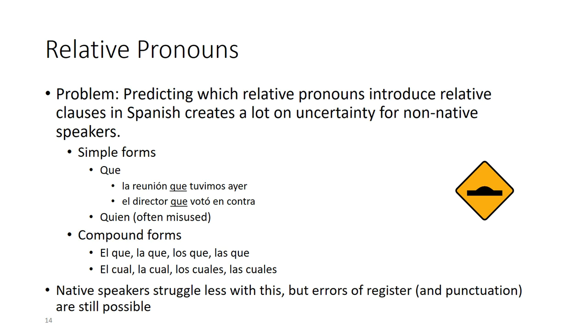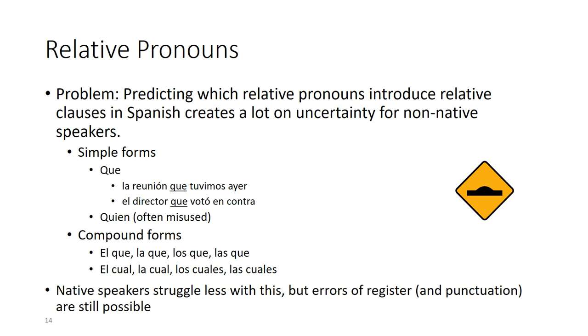Again, this is not a big deal if heritage or native speakers are making mistakes in spoken language, but it is a big deal when those mistakes carry over to formal written languages that we handle in translation. So, what are relative pronouns? Well, we have the simple forms like que, la reunión que tuvimos ayer, o el director que votó en contra, and quién, which is often misused.